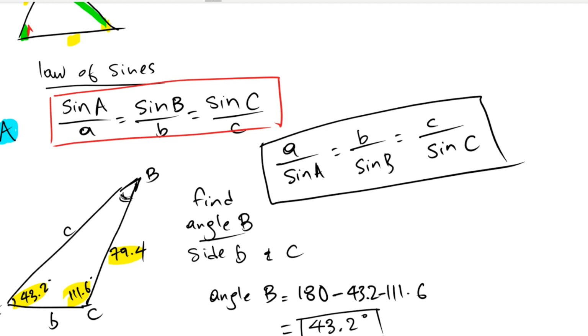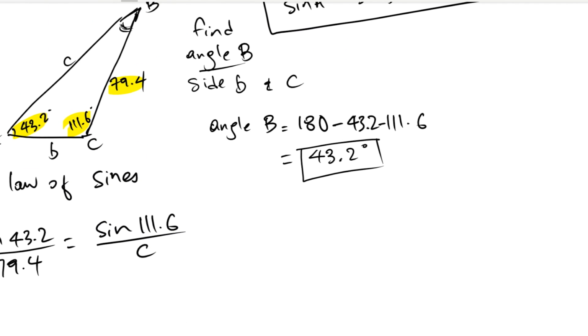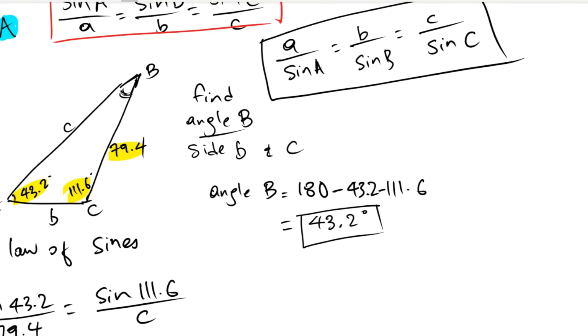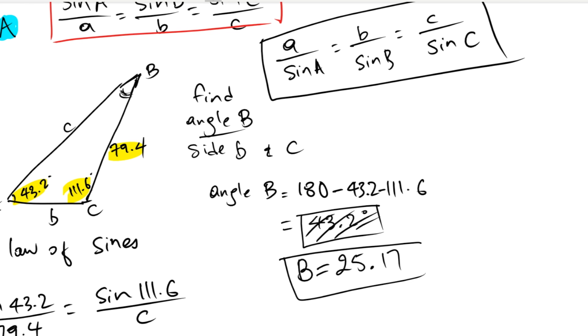Both work. You just have to be very consistent in what you're doing here. Oh, by the way, what I said is not correct here. If I take my calculator and do 180 minus all of that, I get B is equal to 25.176. That's my B. No, 43.2 is just 43.2. So it gives me 25.17 degrees.